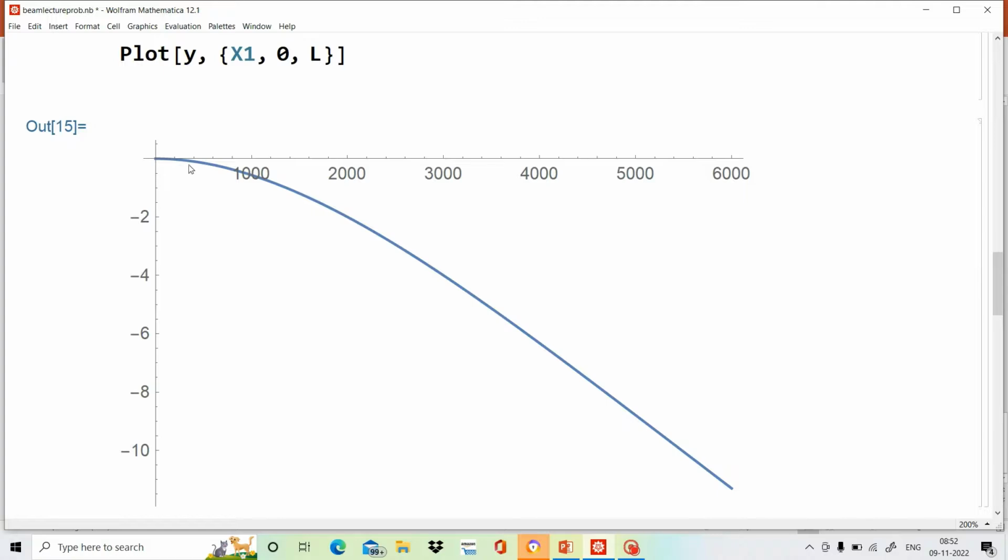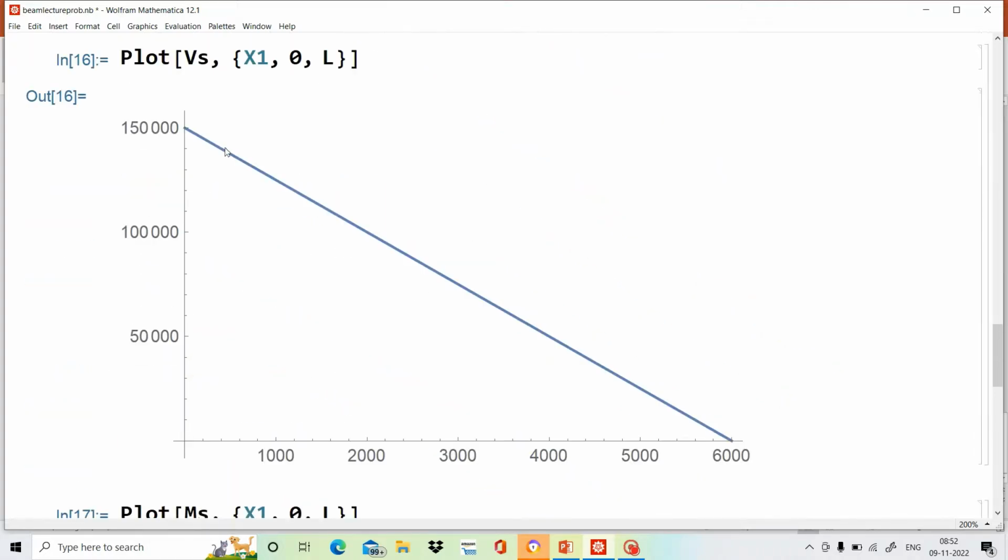Now we can see for the 6000 mm length of the beam, the deflection is showing minus 10, meaning more than 10 mm. For the simply supported case we have seen 1.2 mm deflection, and for the fixed beam only 0.25 mm, but here it is almost 10 mm. At the free end the maximum deflection is occurring, and it is a large deflection for this beam, 10 mm.